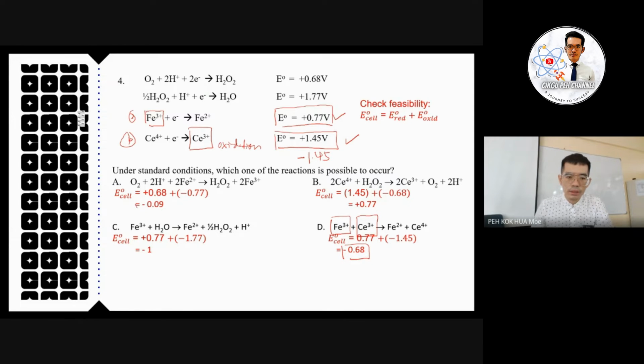So A, C, and D show negative E cell values, so no reaction will occur. Okay, so the answer here will be B. The reaction will occur with the E cell value positive 0.77. So the answer is B.